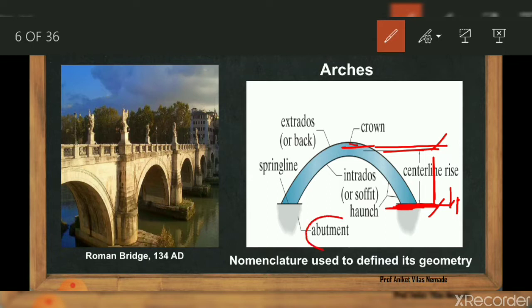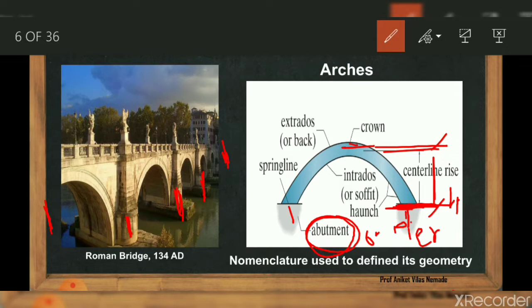Then the abutment. The arch is supported on abutments or piers. If the arch is supported at the end of the bridge, as you see in the figure, that is called an abutment. And if the arch is supported intermediately, at these intermediate points, these are called piers. These are all piers. So these are the nomenclatures used in arches.